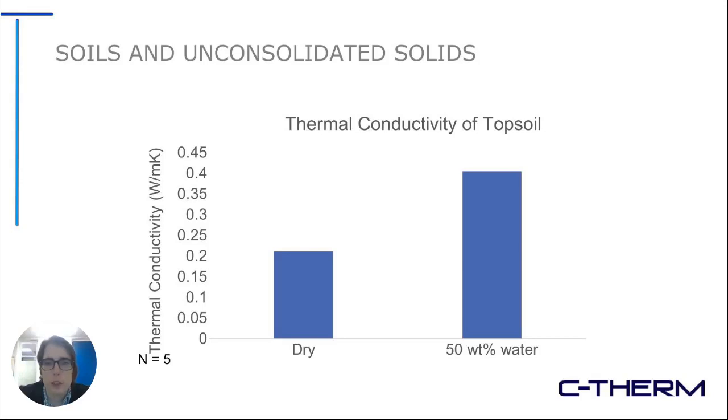This slide shows the thermal conductivity of topsoil, both dry topsoil and also loaded with 50% of water. So you can see the thermal conductivity increases by a factor of 100% basically, with the addition of 50% of water. This just shows how moisture content, when you're testing especially unconsolidated geological samples, can have a very dramatic effect on the effective thermal conductivity of a sample.